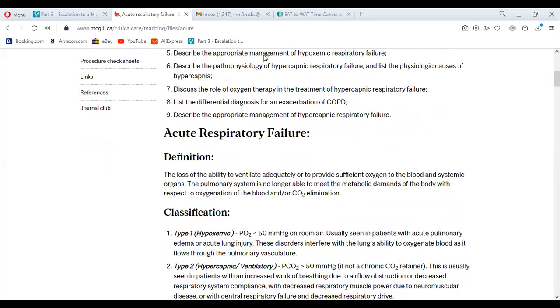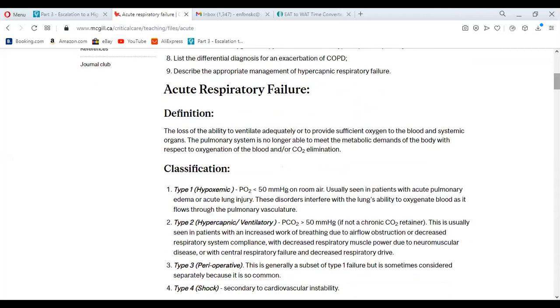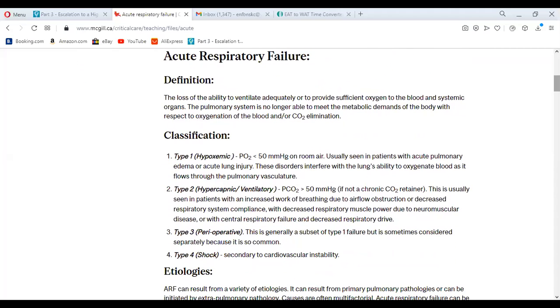And in the classification, you have type 1, which is hypoxemia. In this one, you have the partial pressure of oxygen, when measured using blood gas, less than 50 millimeters of mercury on room air, usually seen in patients with acute pulmonary edema or acute lung injury. Then type 2, you have hypercapnic or ventilatory failure.